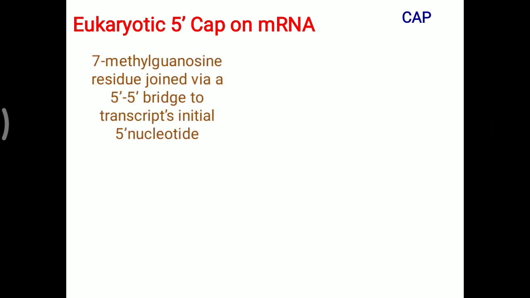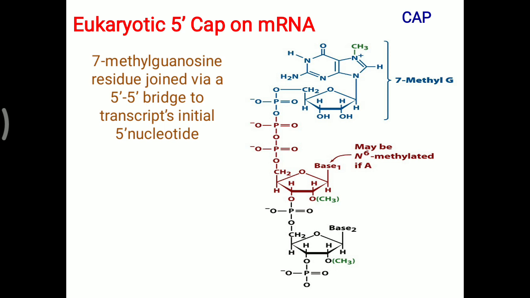One more modification is 5' capping on mRNA. This 5' capping is also important. A 7-methyl guanosine residue is joined via a 5' bridge to the transcript's initial 5' nucleotide. Whatever mRNA is generated, on the 3' end we have seen the poly A tail, but on the 5' end a 7-methyl guanosine molecule will attach. In the picture it is shown there is a 5' end of the mRNA, and over that one molecule, the 7-methyl guanosine, in blue color, is attached.